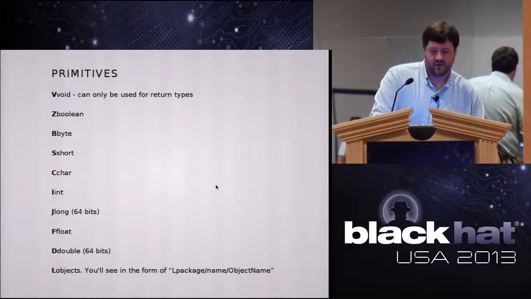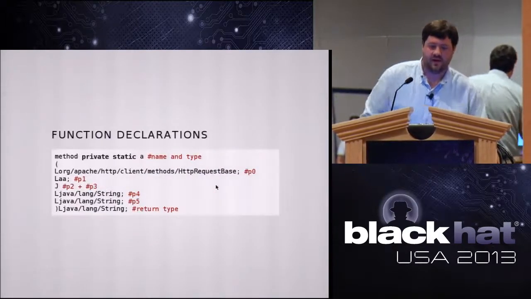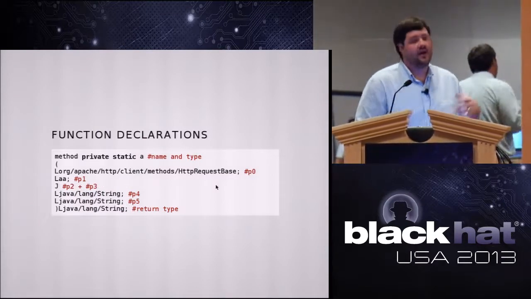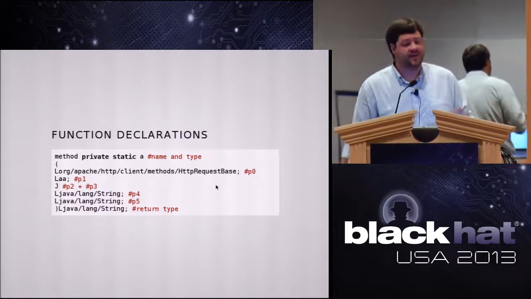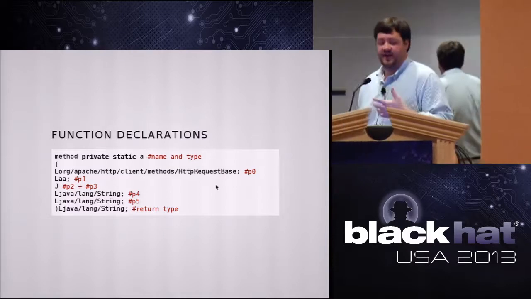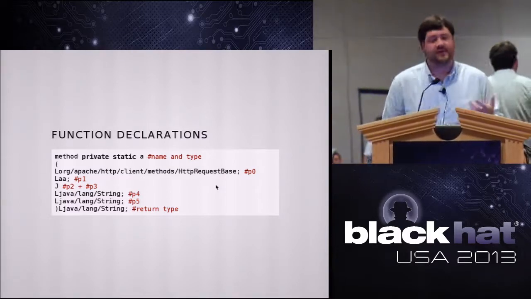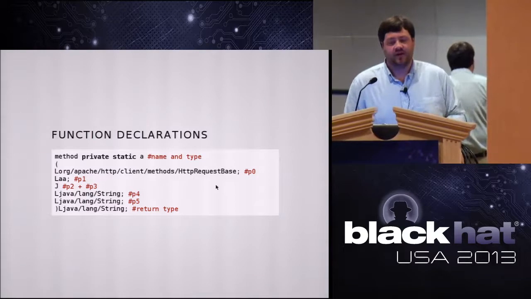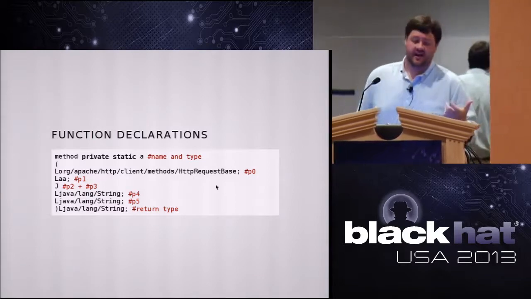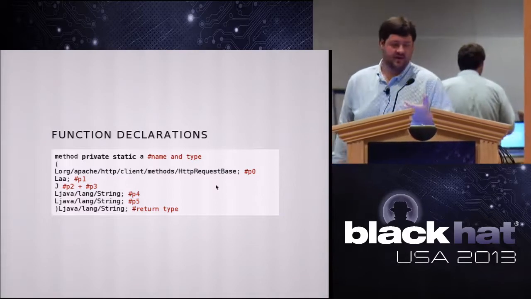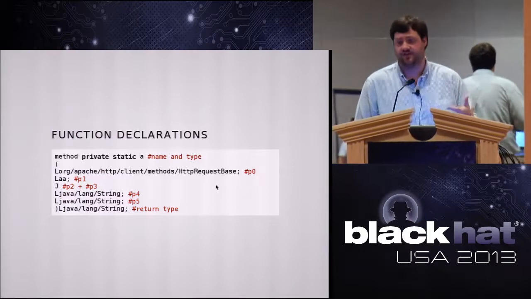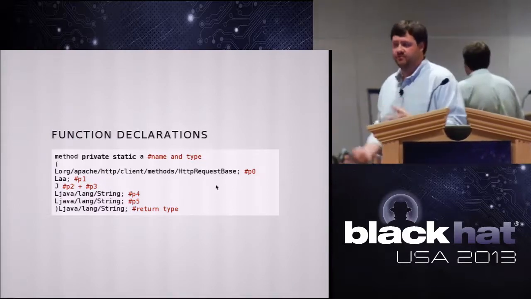There we go. So, a little function declaration to look at to get your feet wet and understand what we're looking at. It's defining a method. It's private, static. It's named A. That's the name of the method. You can see it takes in 5 parameters, or 6 parameters, 0 through 5. So it takes in an HTTP request base, it takes in a class AA, it takes in a long, it takes in two strings, and it returns a string. Everybody see that? It's pretty simple. Good to go.